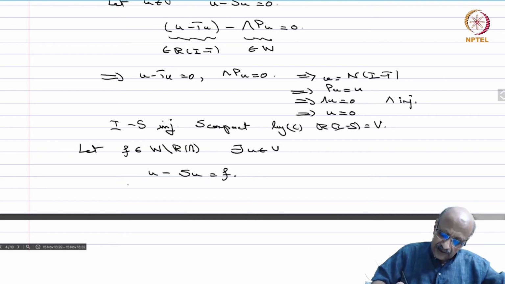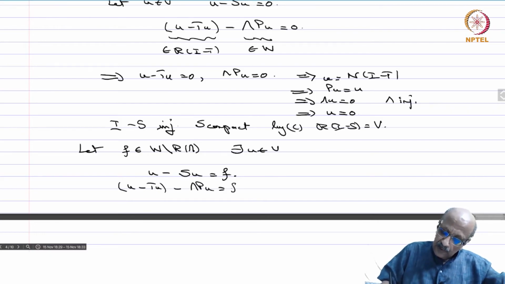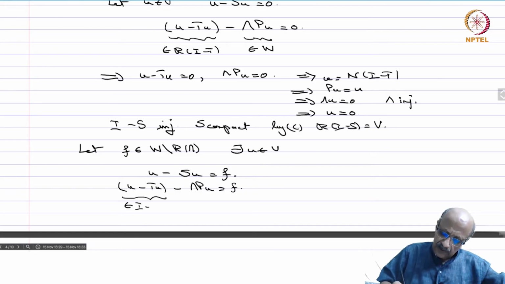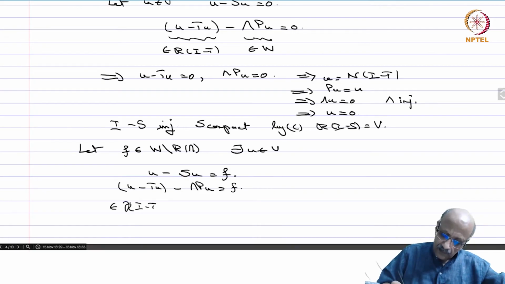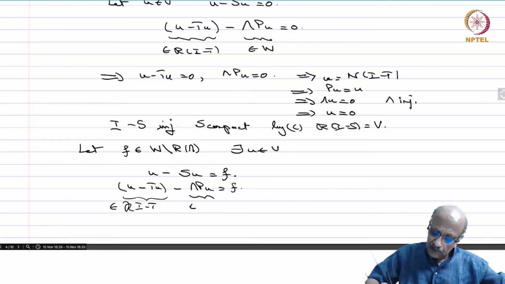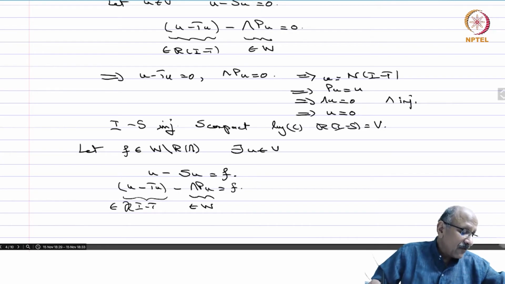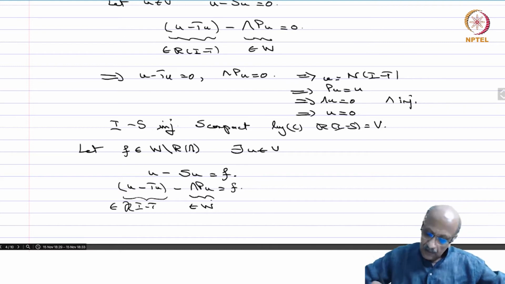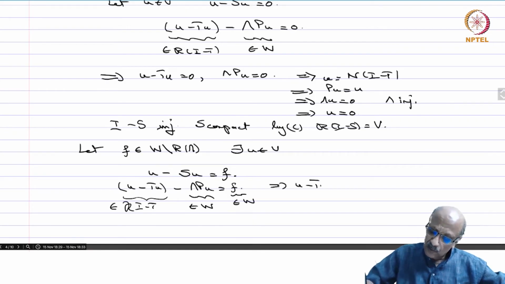So once again let us write that U minus TU minus lambda PU equal to F. Again this belongs to the range of I minus T, and this belongs to W. Okay, and therefore again by the direct sum decomposition, now F also belongs to W. This implies that U minus TU belongs to W, and it also belongs to the range of I minus T, and they are complementary spaces.